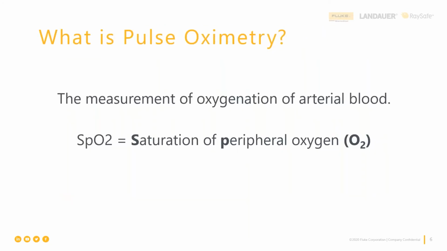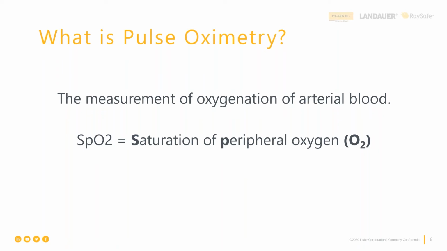So to start, what is pulse oximetry? It's the measurement of the oxygenation of arterial blood. So pulse oximetry monitors a term called SpO2, and the acronym SpO2 stands for the saturation of peripheral oxygen. That's what you're going to see on most medical devices.